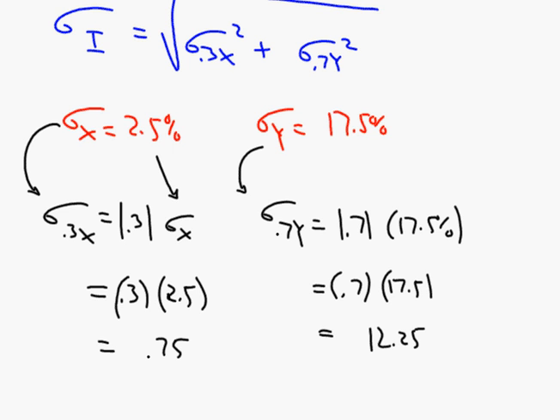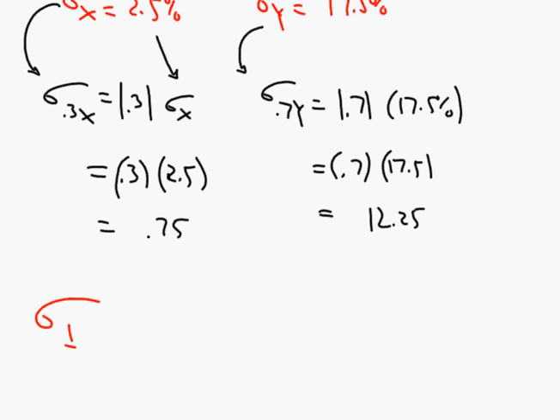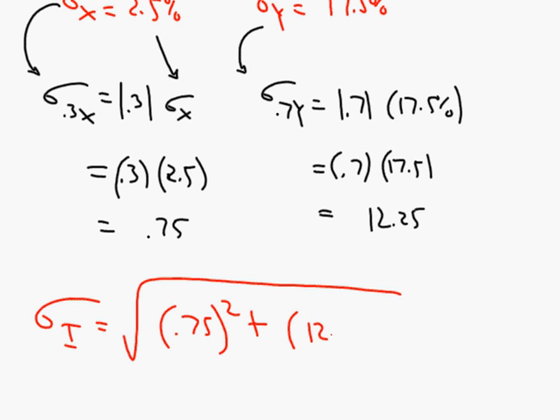Okay, well, that's great, because now we can find the standard deviation of the investment. See, we have these two pieces we want, because we have the standard deviations. So the standard deviation of our investment would be the square root of 0.75 squared plus 12.25 squared. So we can figure that out. I'm getting about 12.27.